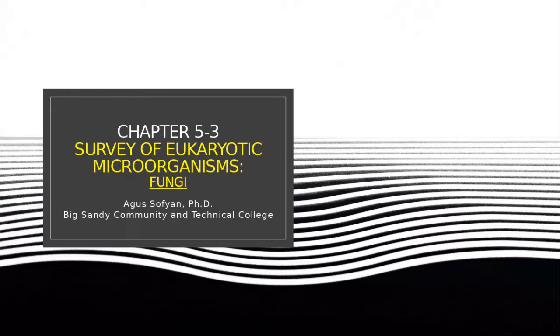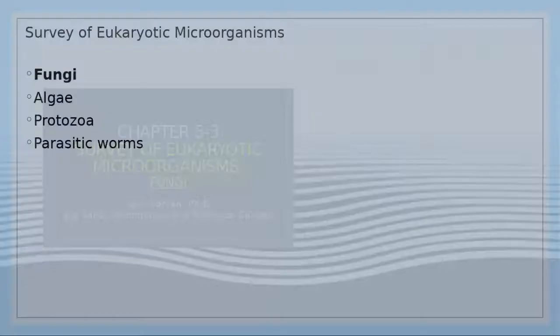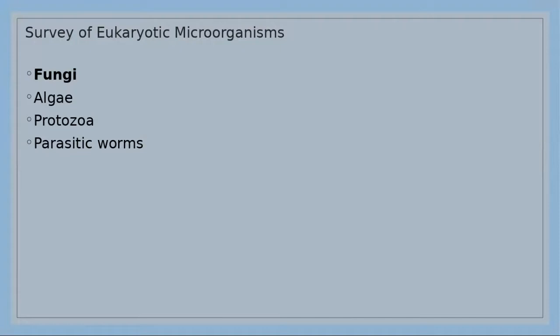Okay, we will discuss about fungi, one of the eukaryotic organisms. So remember, eukaryotic organisms are organisms that have a nucleus and internal organelles. There are several of them: fungi, algae, protozoa, and parasitic worms, or helminths, that will be learned in this class.